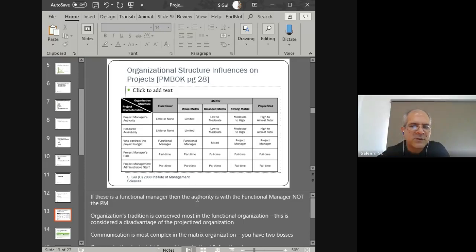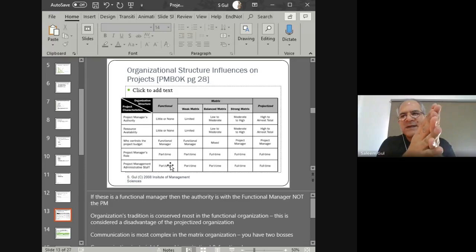The project manager was part-time, and the administrative staff or the project management team members that were there were also part-time. So this is how things worked in the beginning. Then slowly and gradually, this idea came that, well, these types of organizational structures are perhaps not working well. So the movement started, slowly and gradually, towards the matrix form of organization.